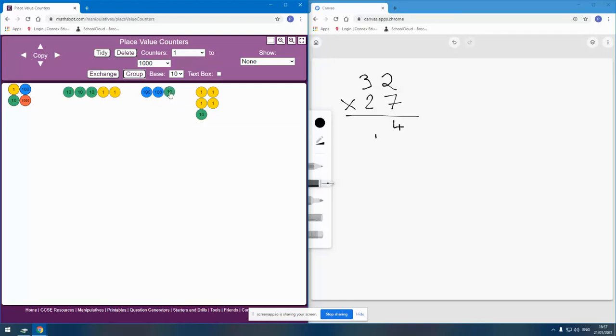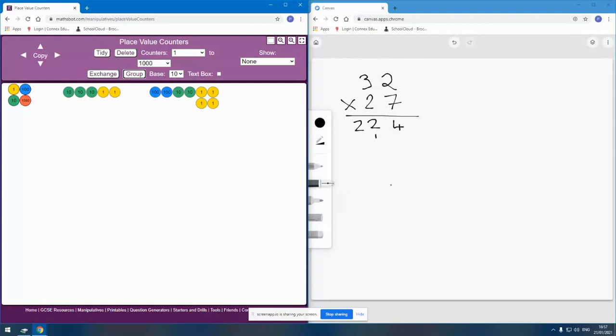So here is my, in effect, 7 times 30 being 210. And then I've got my extra 10 from before. So all together there, I have 220 plus my 4 ones. So that's the result of multiplying my 7 by 32, is to have 220. And now I've got to go and multiply my 32 by 20.